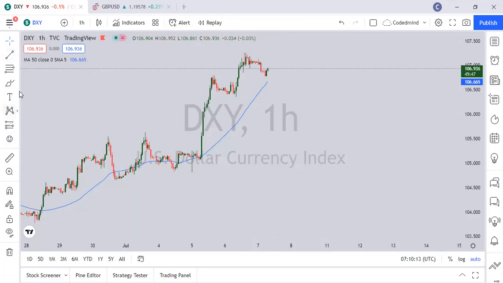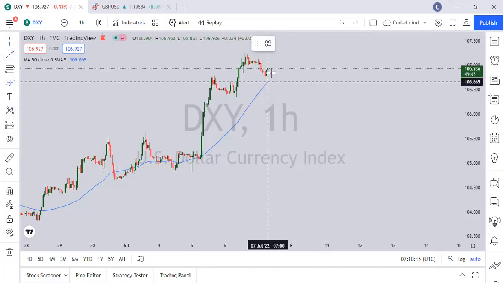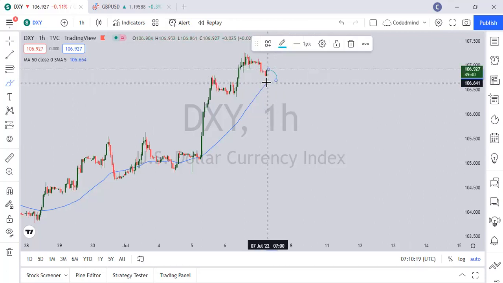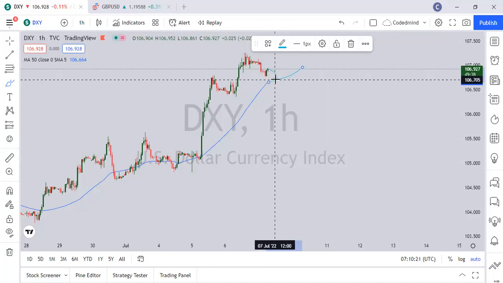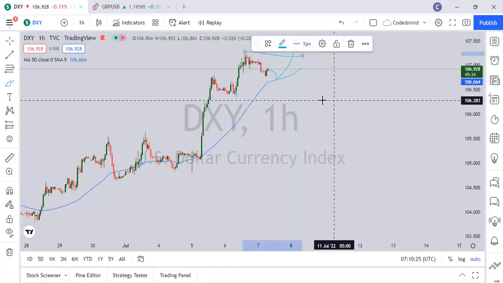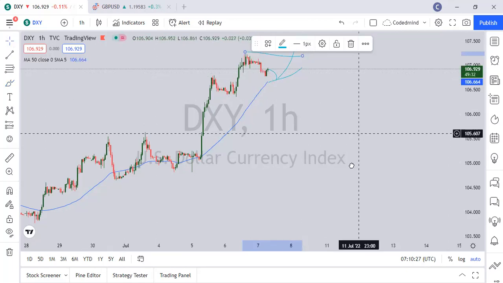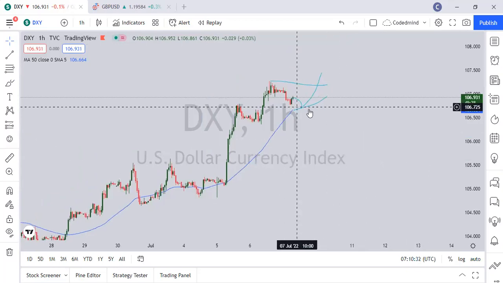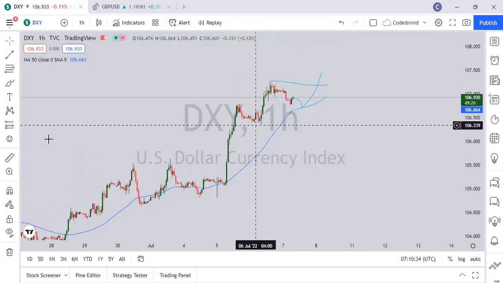So what I'm expecting here is I'm expecting DXY to at least pull back to the MA here, and then I'm seeing it taking out this high. This I'm talking about on H1 here. I'm looking at H1. I'm basing my sentiment for this on H1.